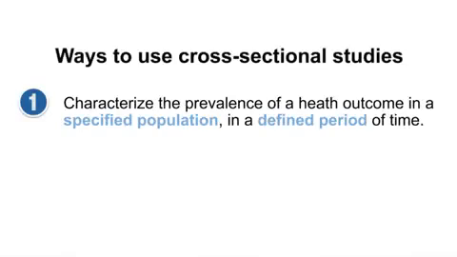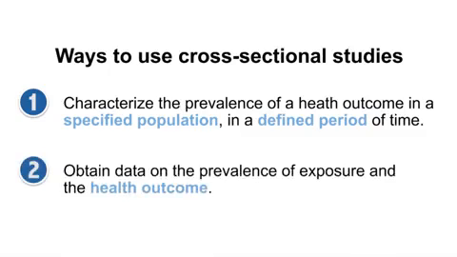Some cross-sectional studies characterize the prevalence of a health outcome or disease in a specified population in a defined period of time, i.e., prevalence. Other cross-sectional studies obtain data on the prevalence of exposure and the health outcome or disease for the purpose of examining the association of these two variables. For example, is smoking prevalence among adolescents related to smoking prevalence of parents? Now let's look at how to conduct a cross-sectional study.